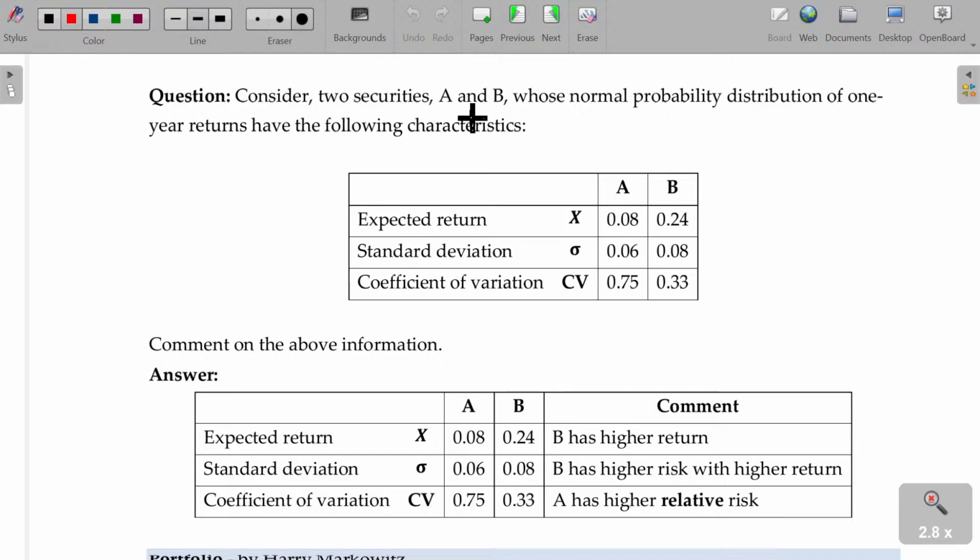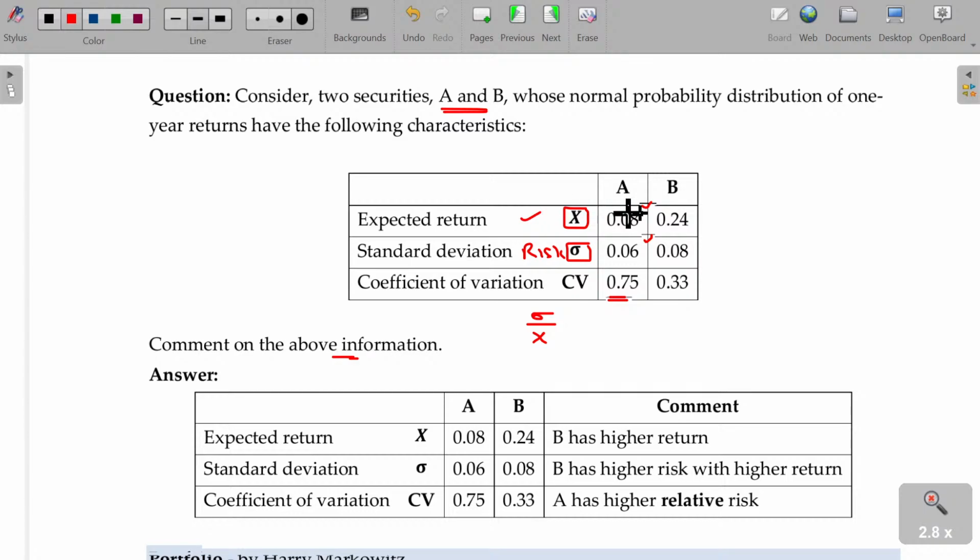Now, consider the two securities A and B whose normal probability distribution of 1 year returns have the following characteristics. X is nothing but expected return, and standard deviation is the deviation from this, so it communicates the risk of the investment. Coefficient of variation is expressing the standard deviation in relative terms, risk by return: 0.06 divided by 0.08. Comment on the information.